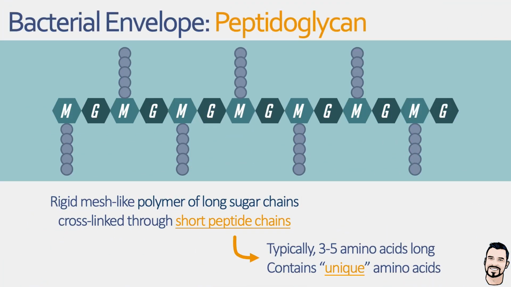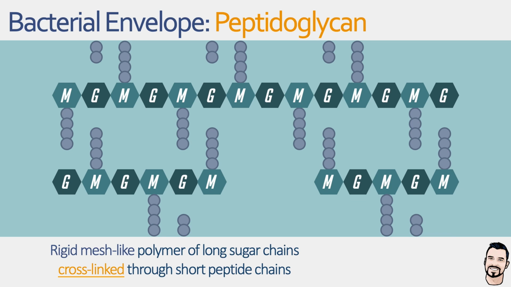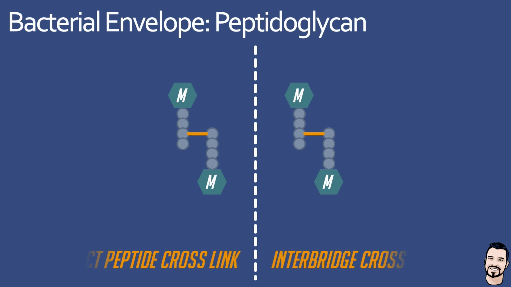Well, if we bring back our peptidoglycan chain complete with peptide side chains and add a few more chains, they can start to orientate next to one another, allowing some of the pentapeptide side chains to come into close contact with one another and form what we call a crosslink. Now, there are two types of crosslink. We have direct peptide crosslinks and interbridge crosslinks. Now, each bacterial species can form just one of these. So for instance, Escherichia coli forms direct peptide crosslinks, while Staphylococcus aureus forms interbridge crosslinks.